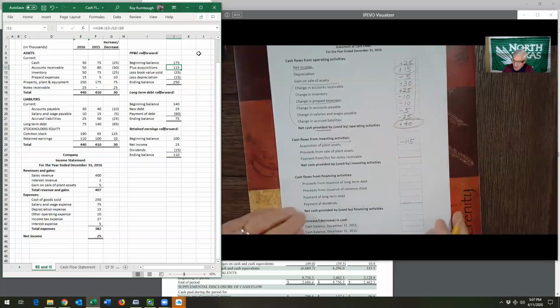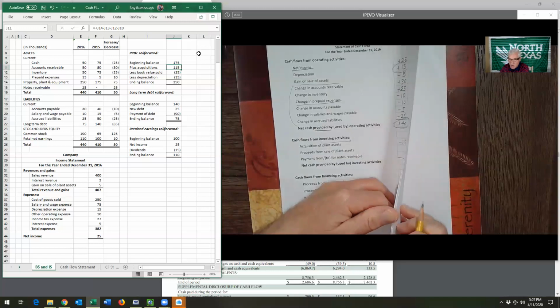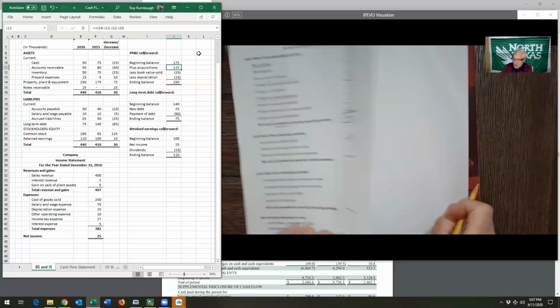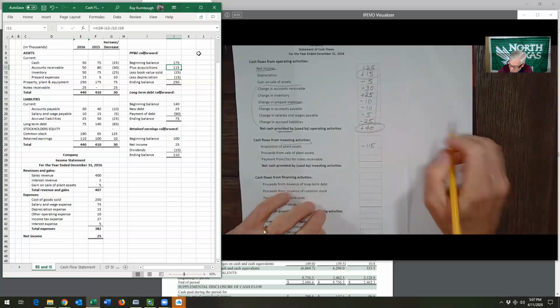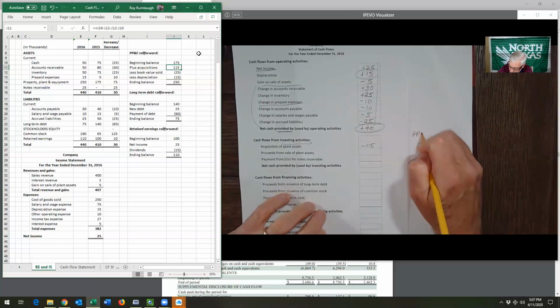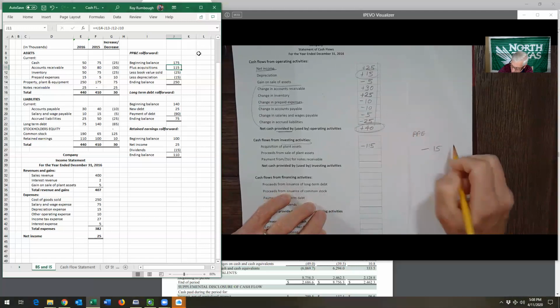Now, here's a little harder one here. Net book value sold. I'm going to move this over a little bit. I think I've got some room here, even more than I would have in the classroom. So we sold property, plant, and equipment, and the net book value was minus 15.